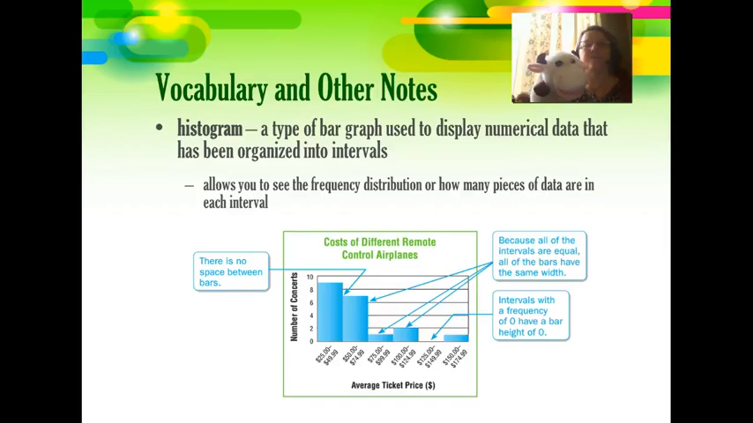When we use a histogram, there is no space between the bars, as there is in a typical bar graph. This is because it is a continuation of data values broken up into intervals. All of the bars are going to be the same width because we will be reporting the data in equal intervals. If we have an interval that has no data in it, the frequency will be 0 and there will be no bar for that particular interval. Because everything is in intervals, we don't know the exact values for each individual piece of data. For example, in the interval that is 25 to 49.99, we know that there are 9 different remote control airplanes, but we don't know the cost of each individual airplane.